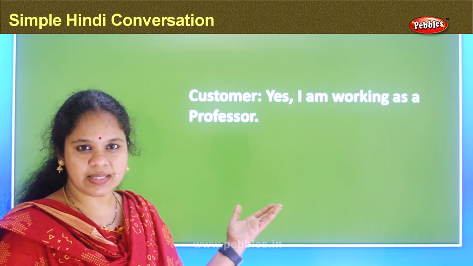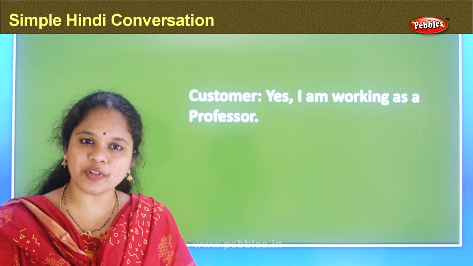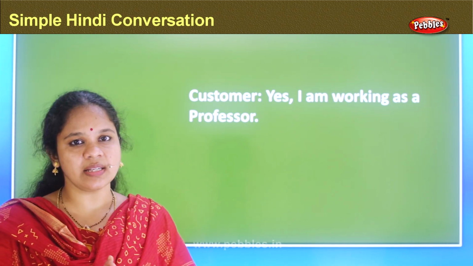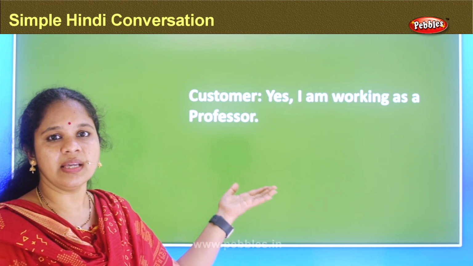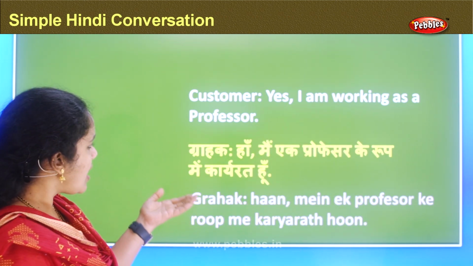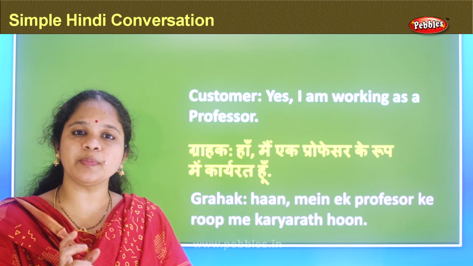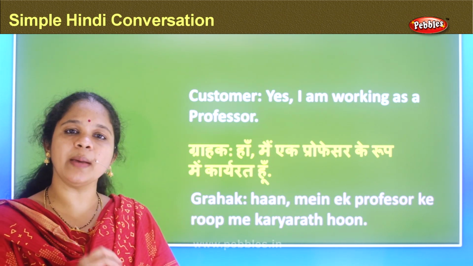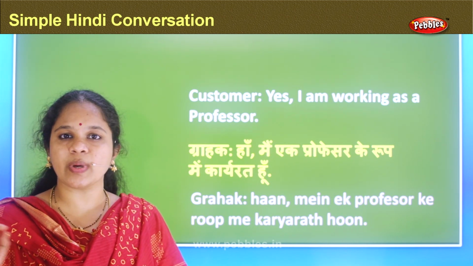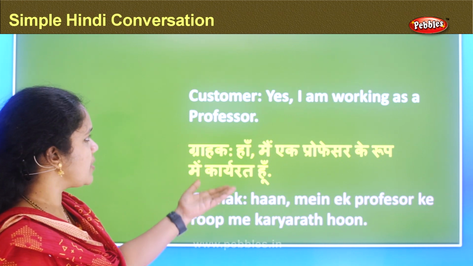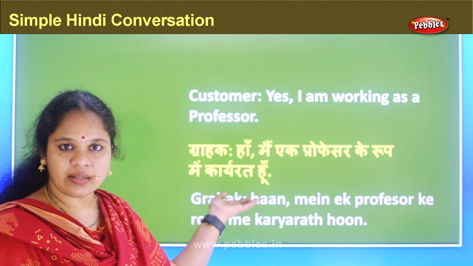So the customer says, yes, I am working as a professor. So what is the profession of the customer? He is working as a professor. How is this sentence said in Hindi? Let us see here. हाँ, मैं एक प्रोफेसर के रूप में कार्यरत हूँ. कार्यरत means employee. We say, I am working as or I am an employee of XYZ company. So here the person is saying, मैं एक प्रोफेसर के रूप में कार्यरत हूँ.